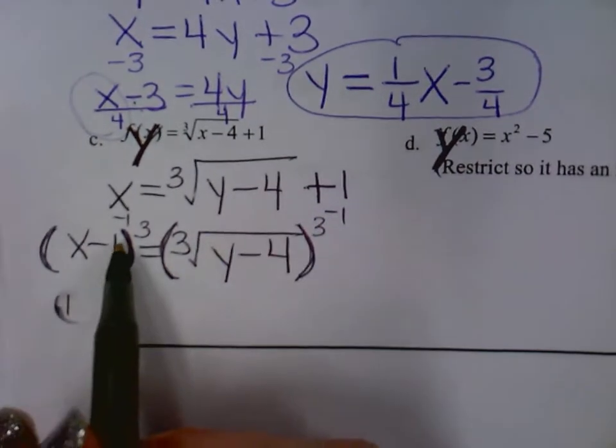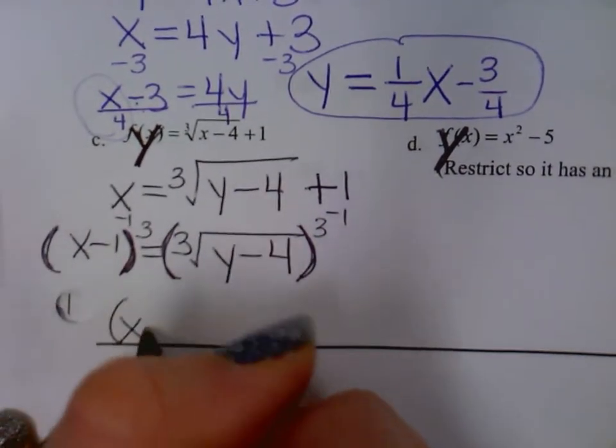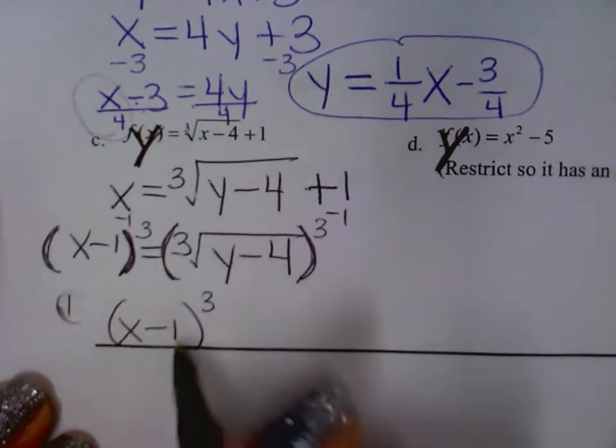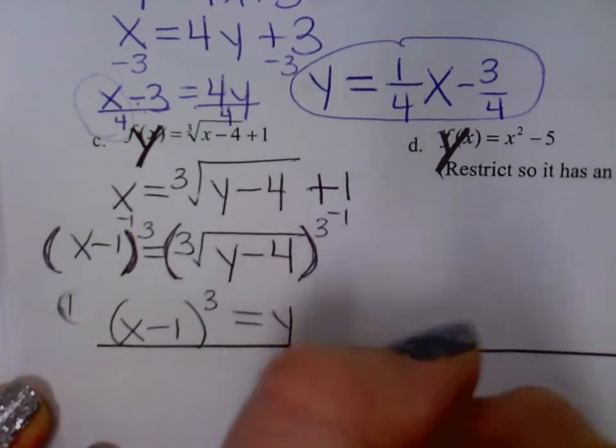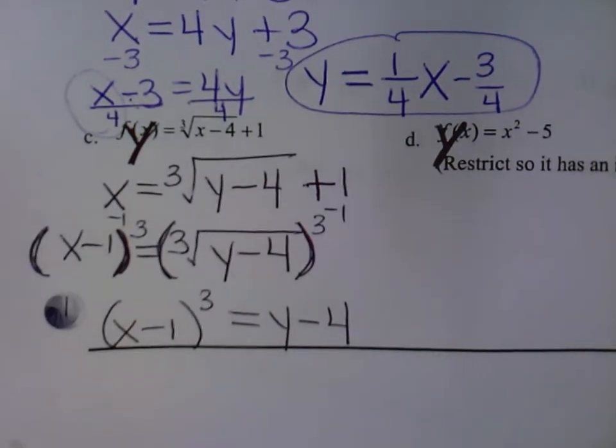So this side stays parentheses x minus 1 cubed. And then this side, now I just have y minus 4. Then my last step, the opposite of subtraction is addition. So I finish by adding 4 to both sides.